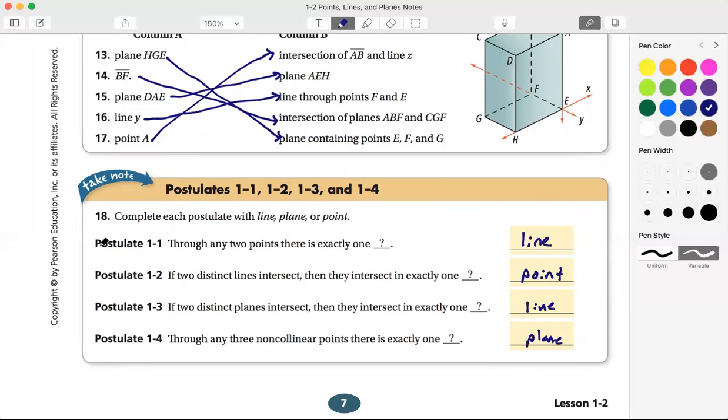Okay, so postulates are items that we accept as truth without having to prove them. And these are very important postulates that we will use throughout the course.